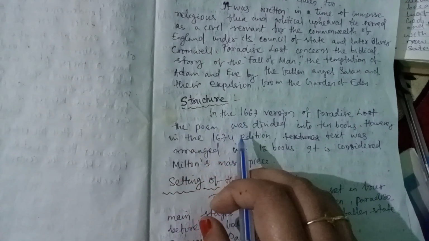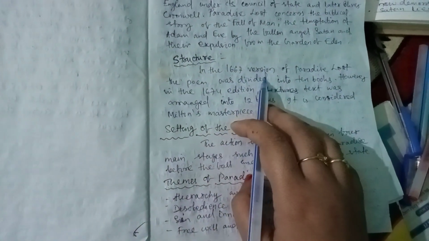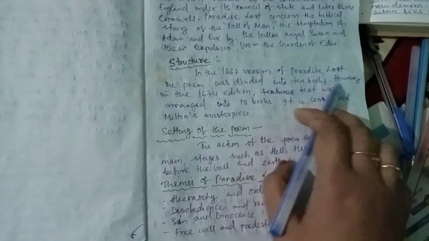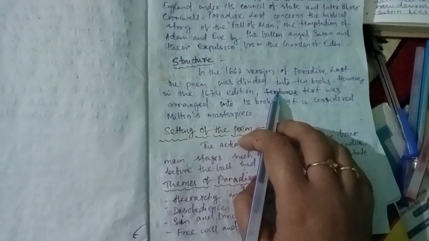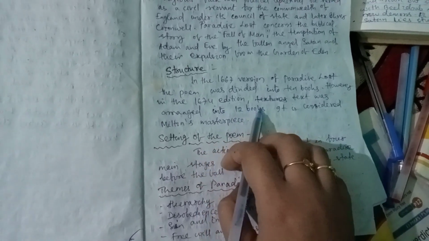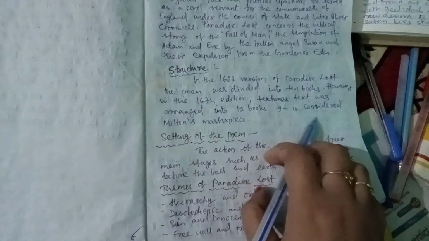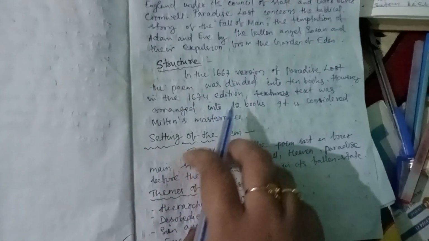Then the structure of Paradise Lost. In the 1667 version of Paradise Lost, the poem was divided into 10 books. However, in the 1674 edition, the text was arranged into 12 books. It is considered Milton's masterpiece.